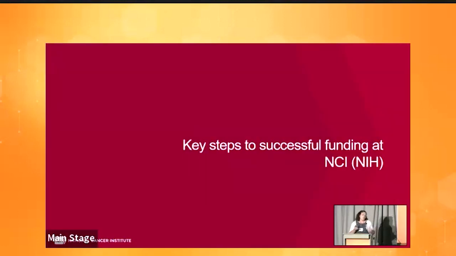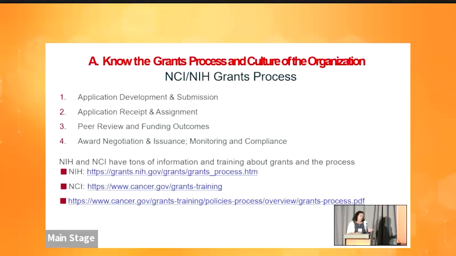Okay, so let's talk about key steps. There's really 4 steps to the whole process. The first is your application development. The second is receipt and assignment. That's ARA, when it goes to the study section. The third is peer review and funding outcomes. And then the fourth is when you get an award: the negotiation, the issuance, the monitoring, and the compliance with all the federal regulations.